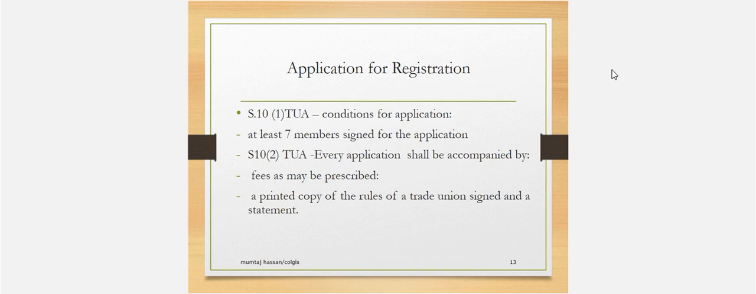Okay, registration is under Section 10. There's a condition: 7 members must sign the application form. Okay, and then you must give a fee. Okay, and you must have your rules on the trade union that you're going to form. That means you must have the name, you must have the memorandum. What are your rules on the trade union?